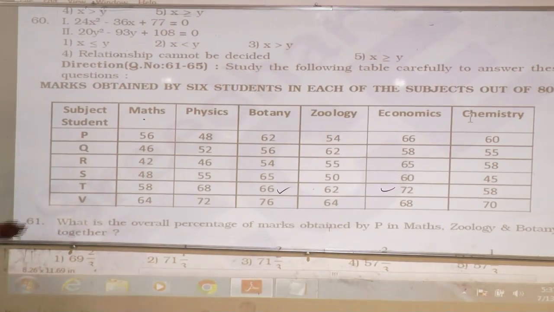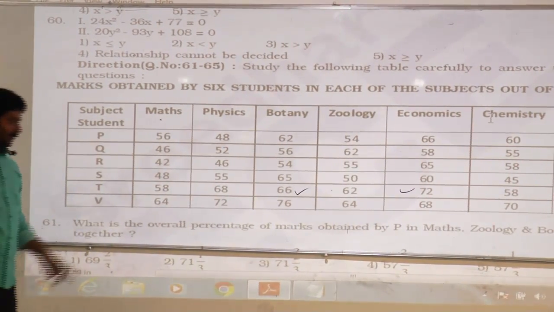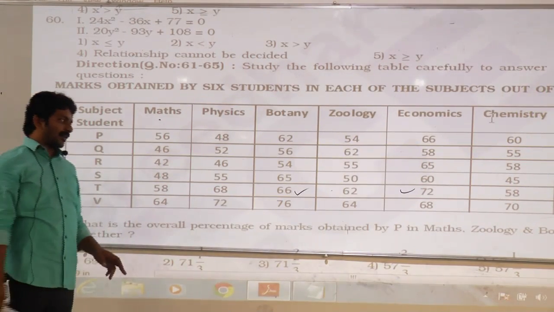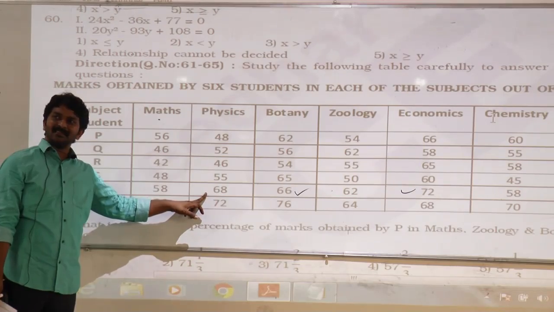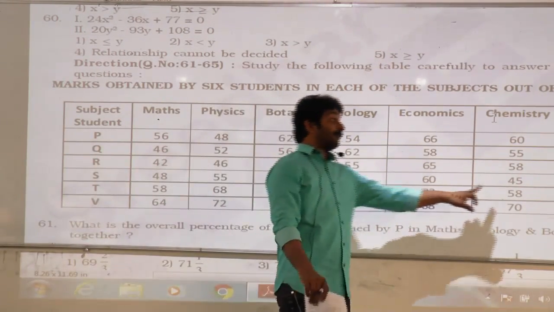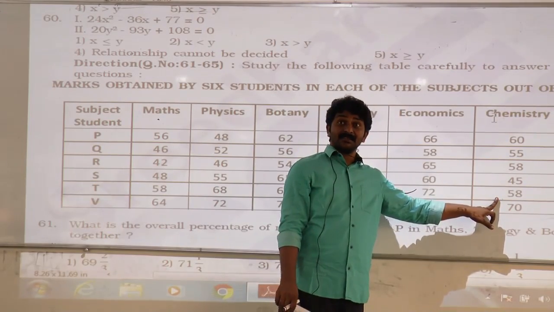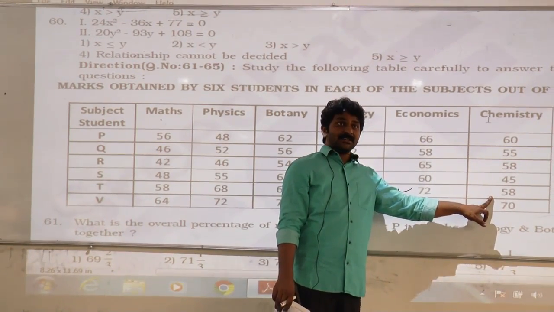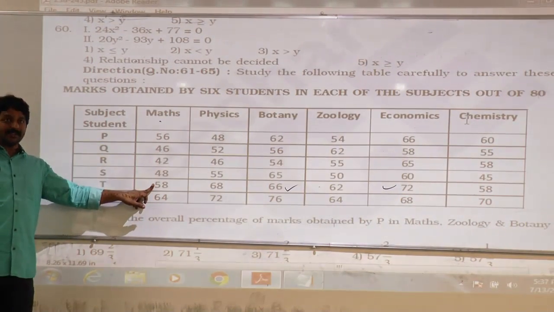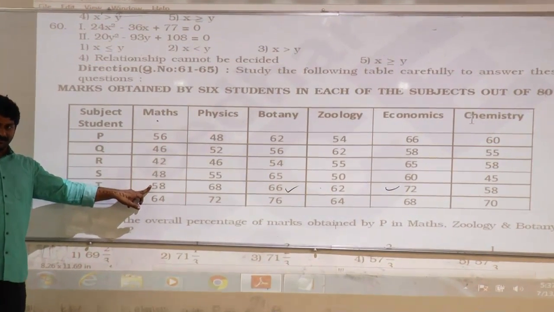All the subjects. Let me add all tens places now. 50. Wait. How many 60s are there? 1, 2, 3, 4, 5. 5 60s. How much is that? 300. And the first number? 50. Total 350. Let me start with 50.